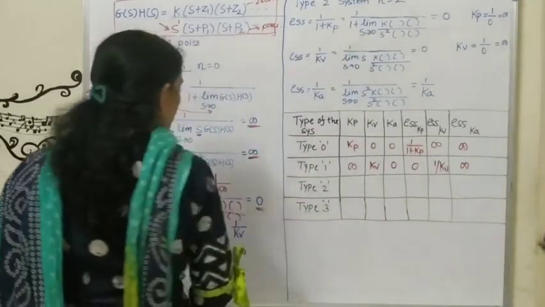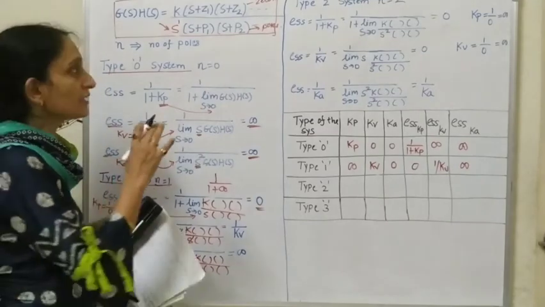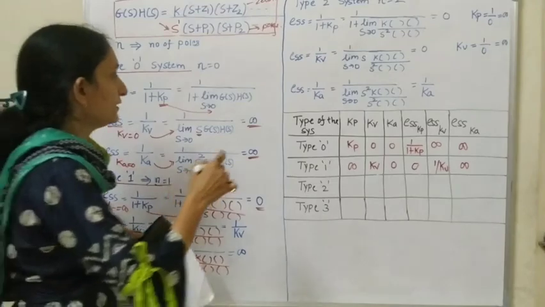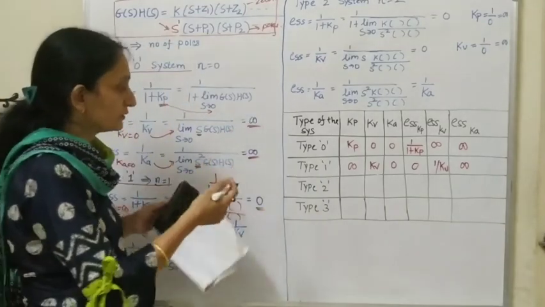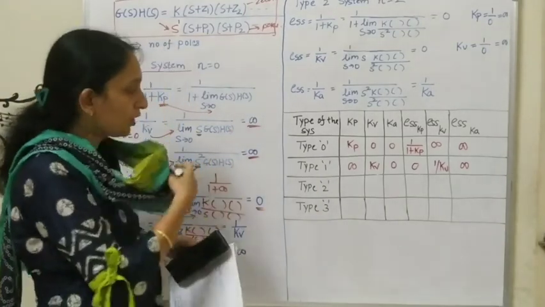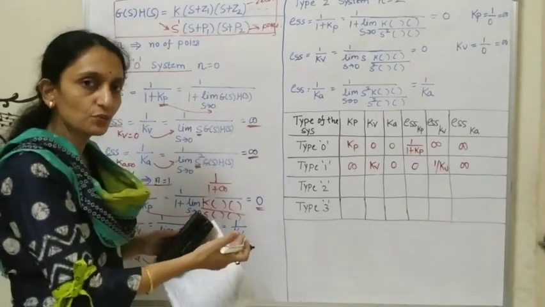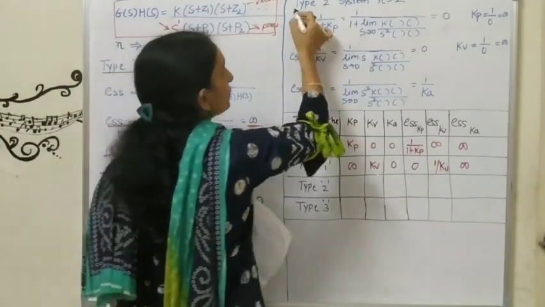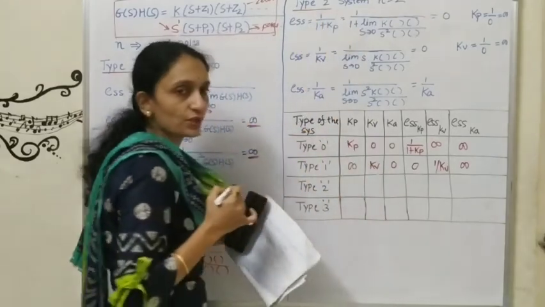I hope you are getting the concept, and the same thing is done for the type 2 system. So I will simplify. You can calculate for higher order, for type 4, type 5 also, and you can complete the table. We need to conclude from this table. So look at this, this is type 2. So what is type 2?